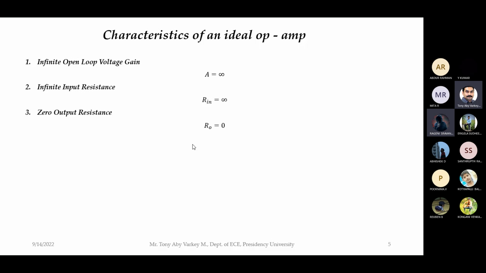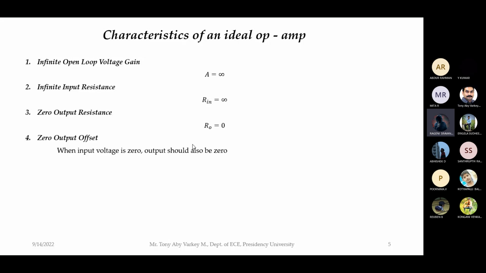So all these properties you just remember. Then next is zero output offset. Zero output offset means if you are not giving any input, output should be 0. But in a practical op-amp, it will not be. That is why we are telling zero output offset. Whereas for a practical op-amp, there will be some small output, in the range of millivolts and microvolts.